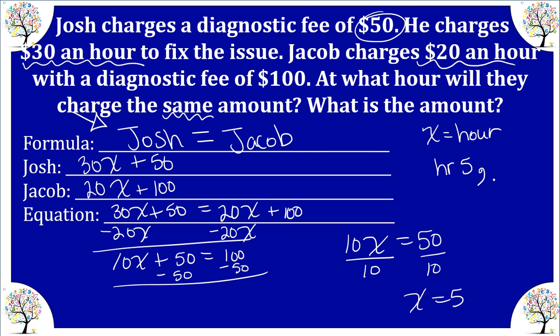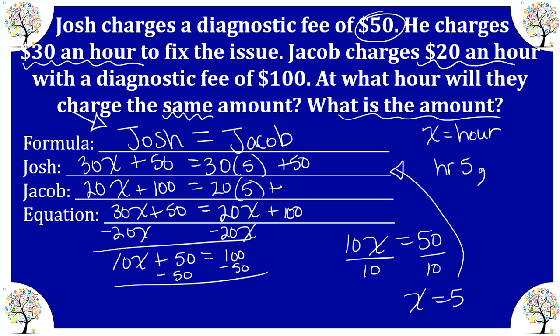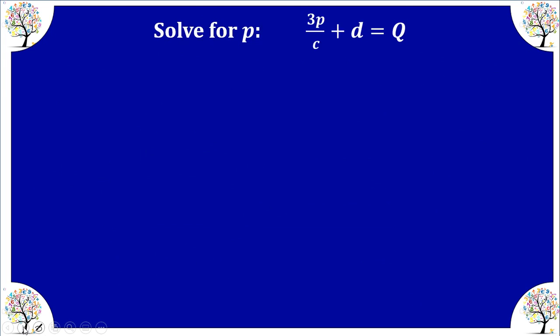And now we need to write out what is the amount. So we're going to plug in 5, and really you can just plug it into either one, but I'm going to go ahead and plug it into both just to verify that my answer is correct. So this amount should be the same. And we see it is 30 times 5, so that's 150 plus 50 is 200. 20 times 5 is 100 plus 100. Again, I get 200. So at hour 5, they each will charge $200. That is the only time that they will charge the same amount at that hour.